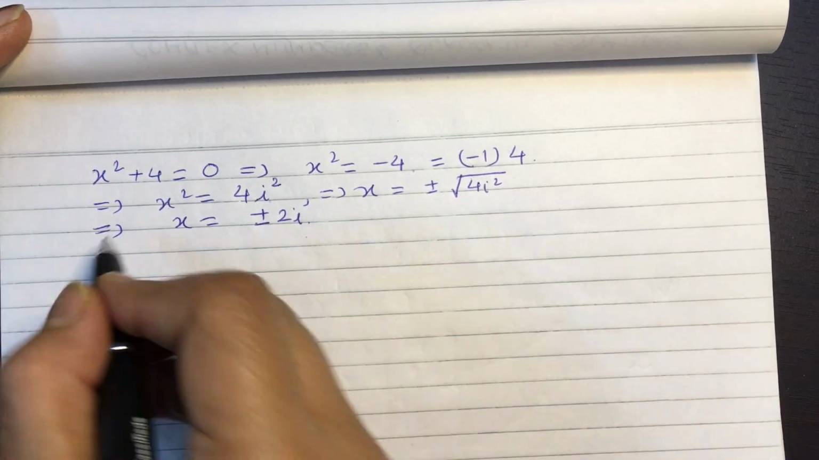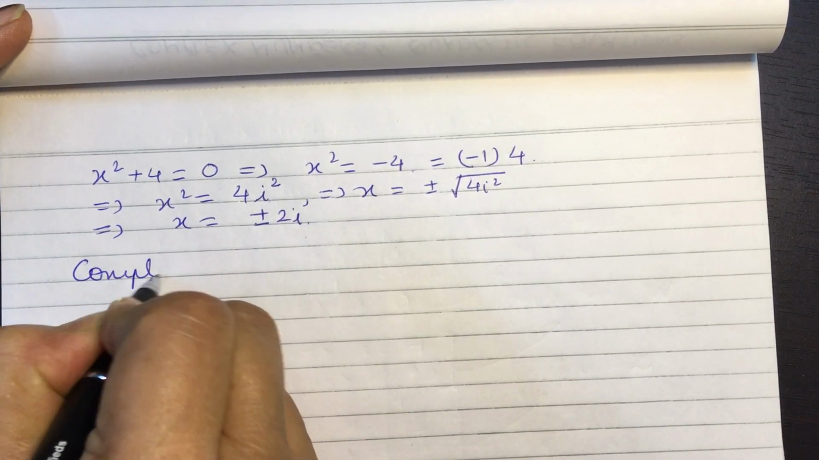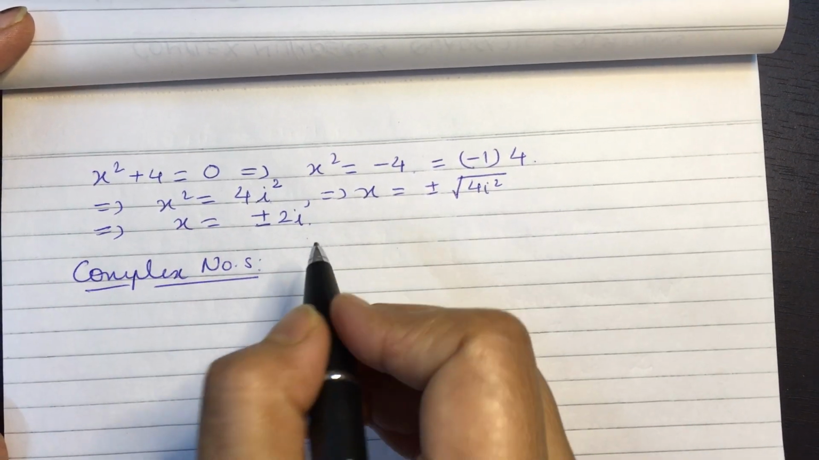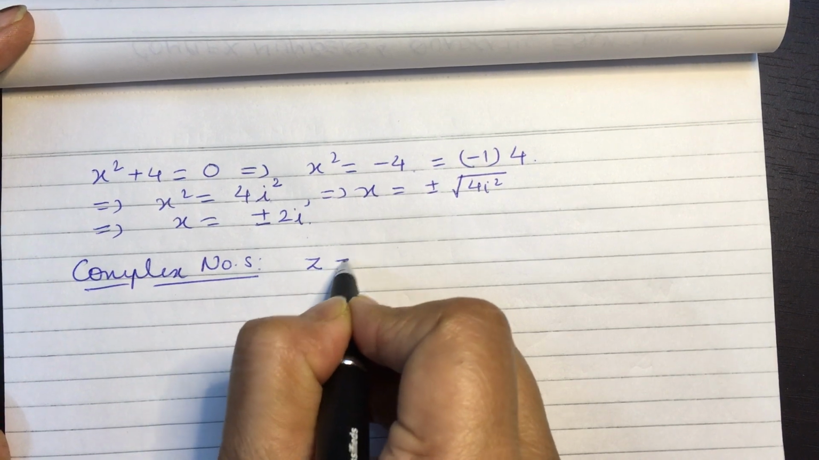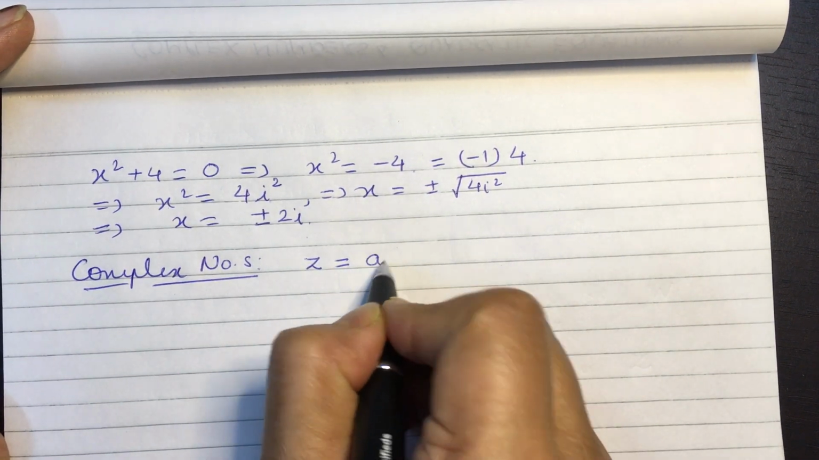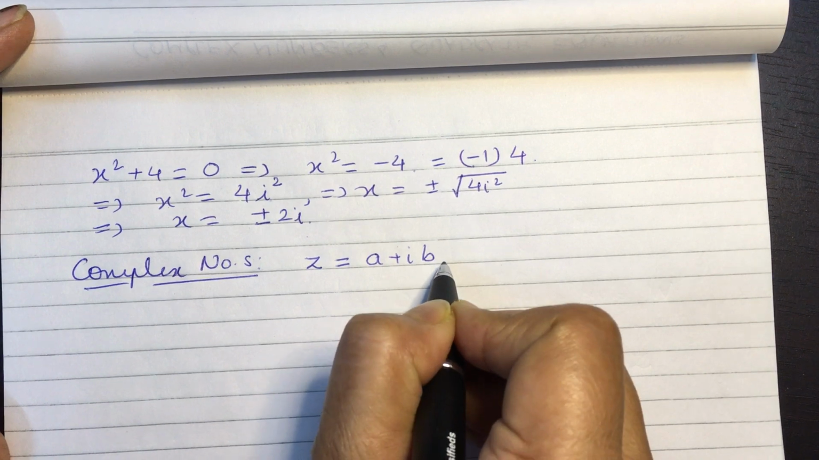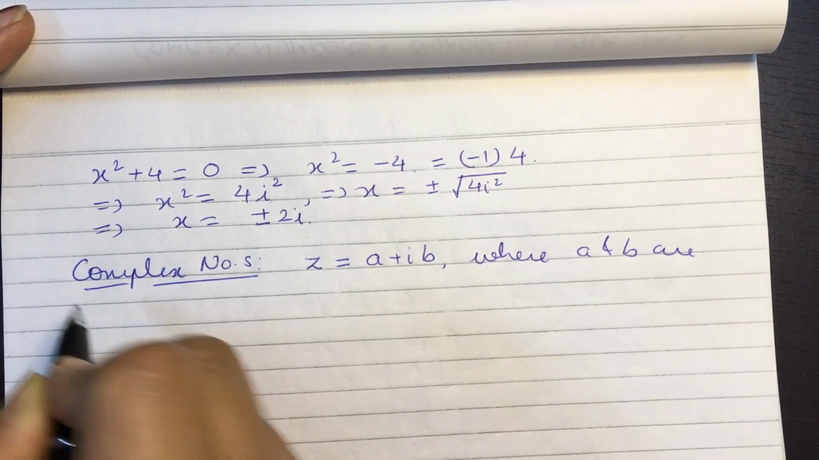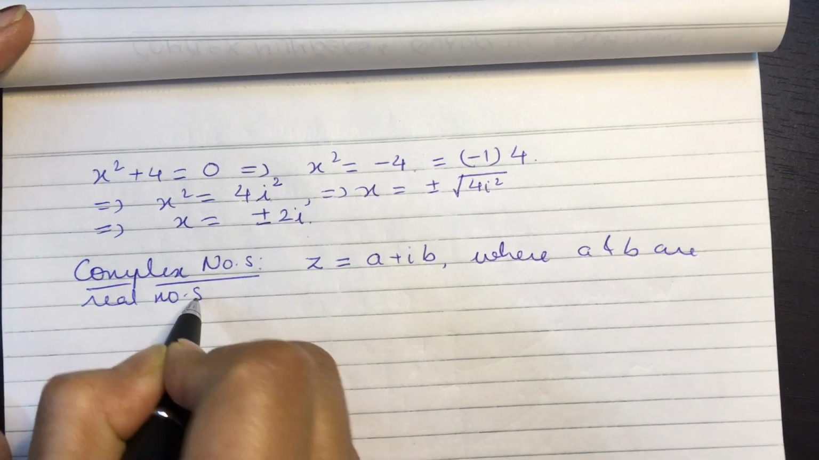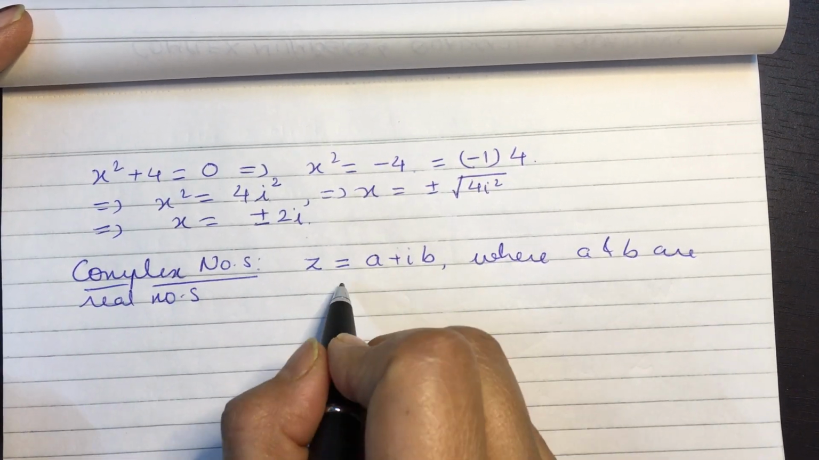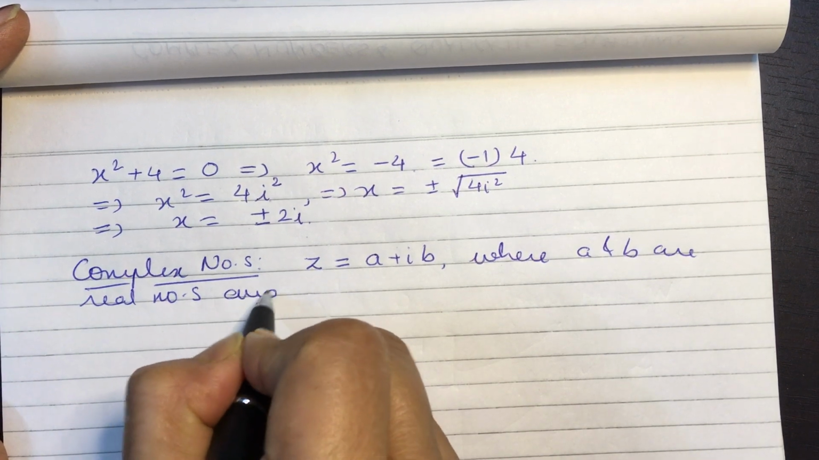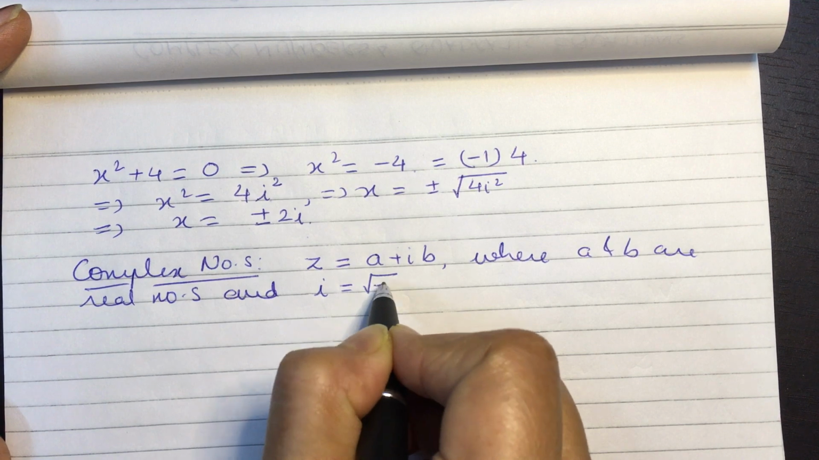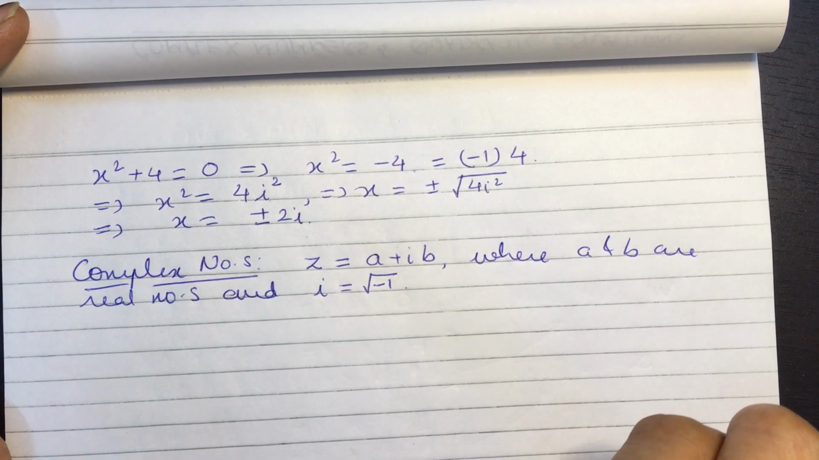Now let's see what complex numbers are. Complex numbers are usually denoted by small z, and they are numbers of the type a plus ib, where a and b are real numbers. They could be positive, negative or 0, and i is an imaginary number having value square root of minus 1.